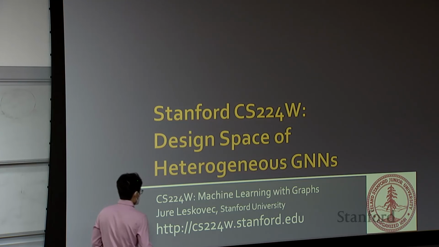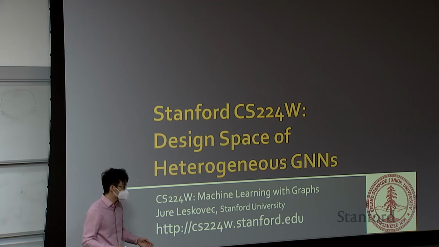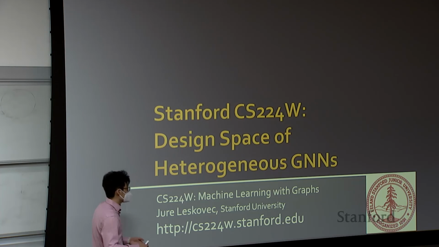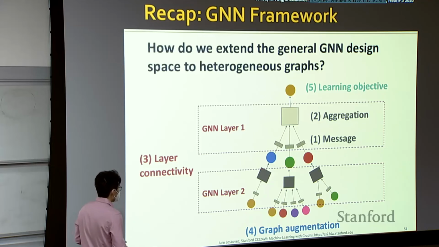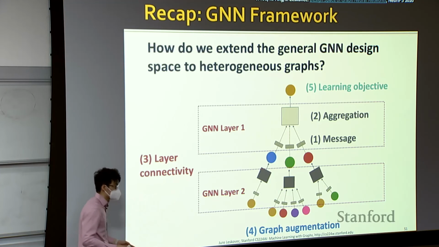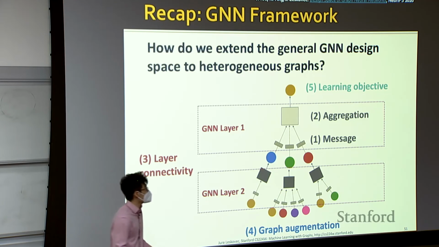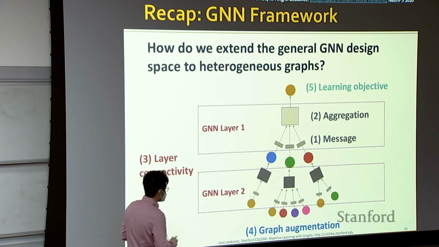So in the remainder of this lecture, I just want to briefly discuss how we can extend what we have learned from the design space of GNN to these heterogeneous graph scenarios. Remember we talked about these 5 components that outline the general perspective of GNN for homogeneous graphs. And our question is, can we extend this framework to heterogeneous graphs as well?